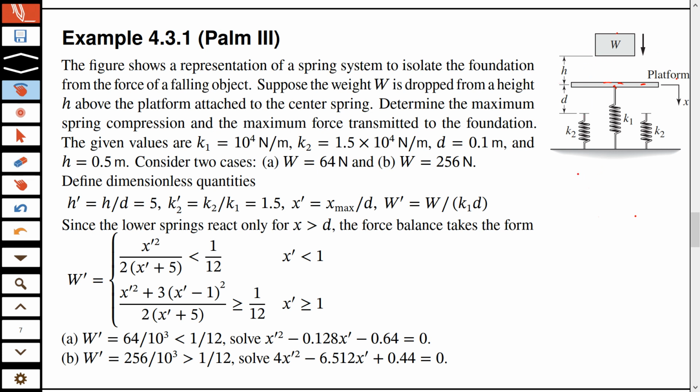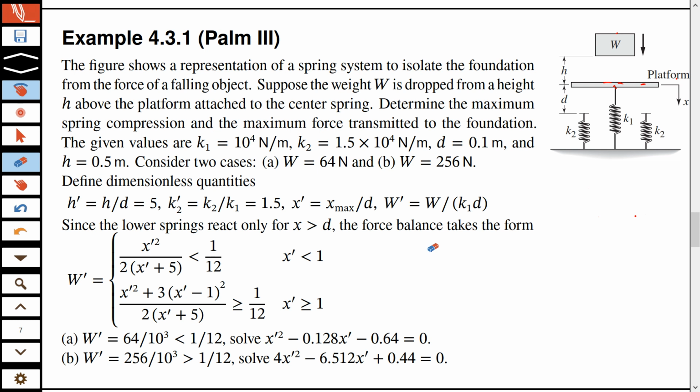So we can easily have two cases. In the case x less than d, K1 is the only system of interest, and these two springs are out of the picture. When x is greater than d, all three springs are part of the system, because they will contribute the restoring force.